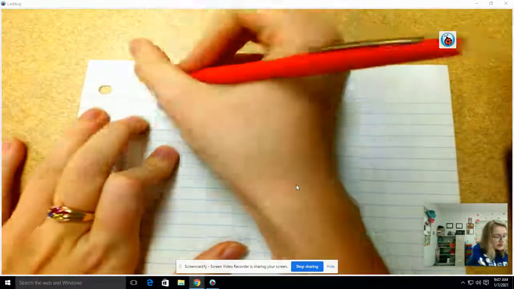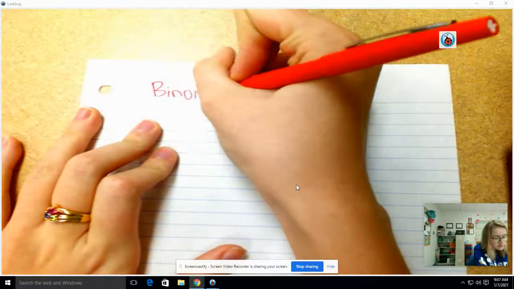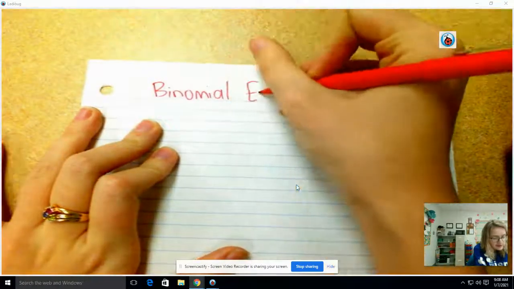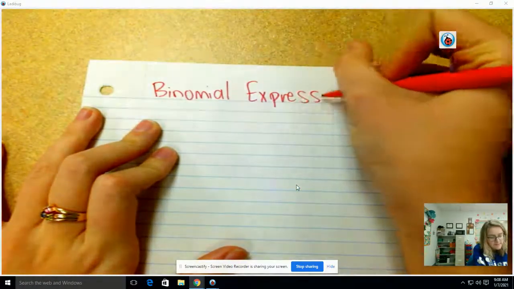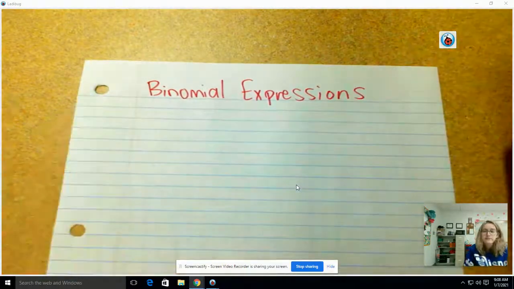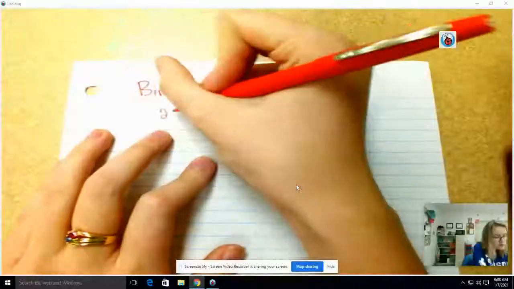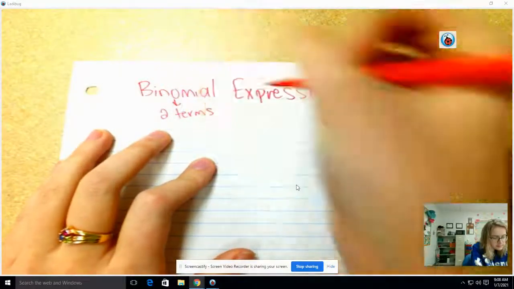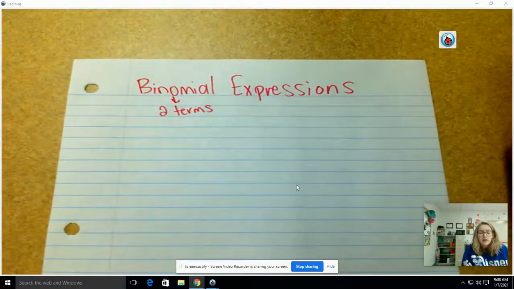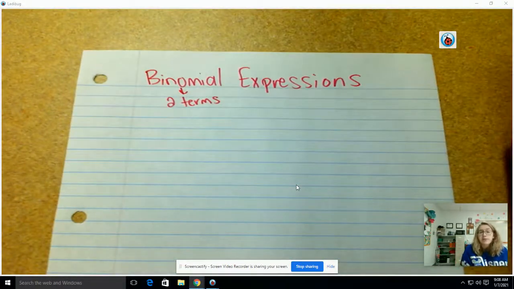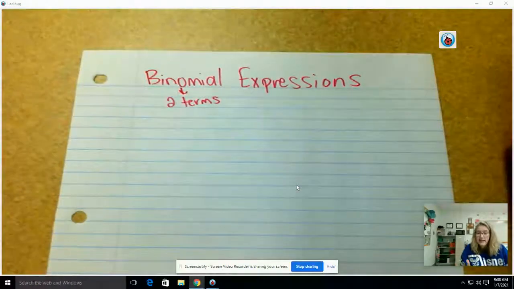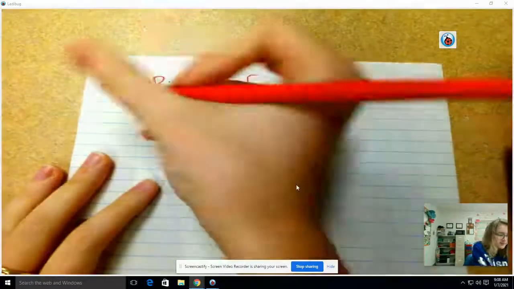So we will title our notes today binomial radical expressions. And just for reference, binomial means two terms. Essentially what we're dealing with is the distributive property and foiling today. It's a skill that you already have, and it's been in your toolbox forever. We're just bringing it back out and adding a little bit to it with the radical situation.